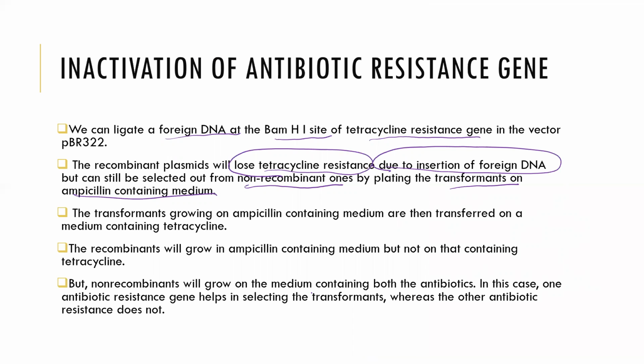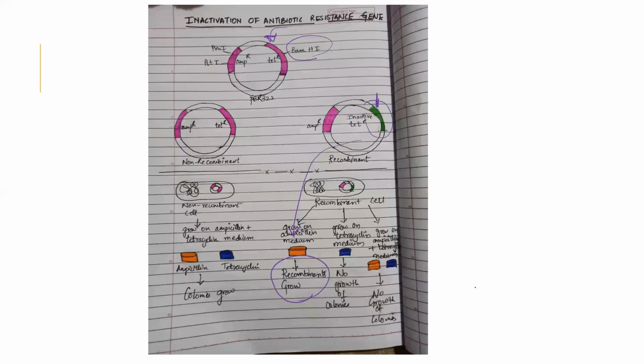Transformants growing on ampicillin containing medium are then transferred to a medium containing tetracycline. The recombinants will grow in the ampicillin containing medium, but they will not grow on the tetracycline containing medium because the tetracycline resistance gene has been lost because of the insertion of the foreign DNA. But non-recombinants will grow on the medium containing both antibiotics. So this is a non-recombinant, which will actually grow on both the mediums.